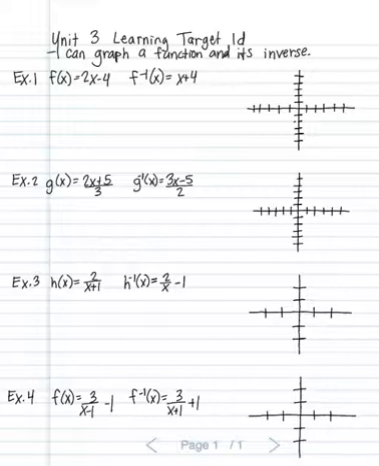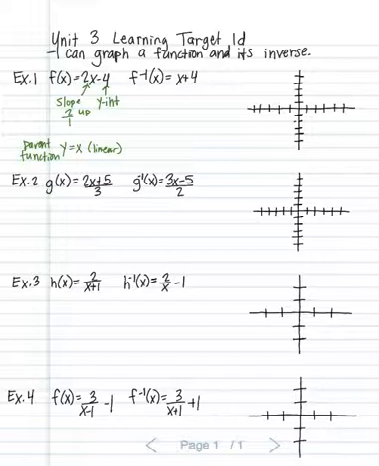So looking at example 1, we've got 2x minus 4. If we took those numbers away, we would just have y equals x, which is linear. That's our parent function. We know a line has a starting point, a y-intercept, and a slope. In example 1, our y-intercept is -4. Our slope is 2, so that means we're going to go up 2, right 1.